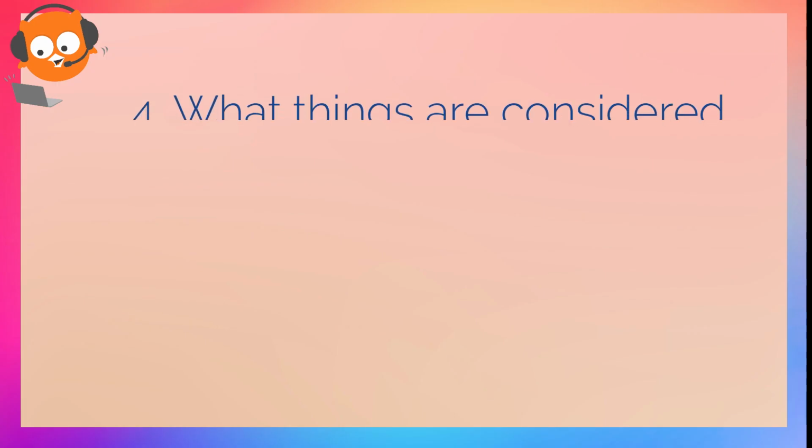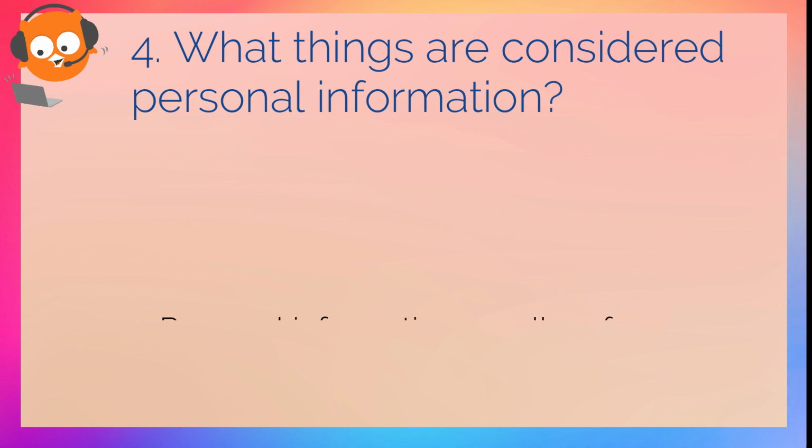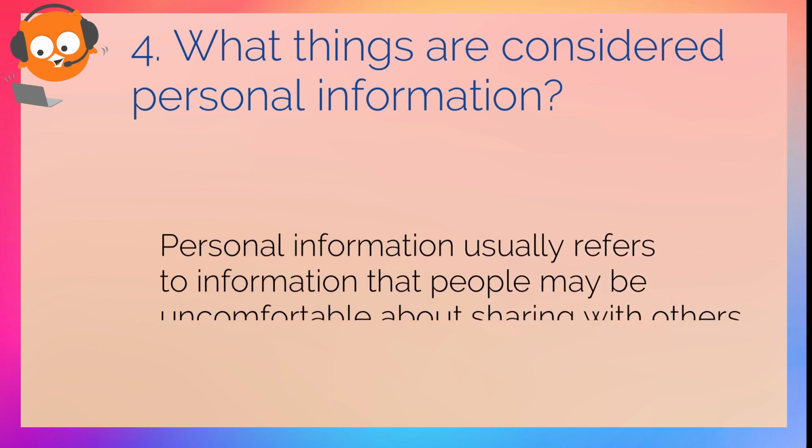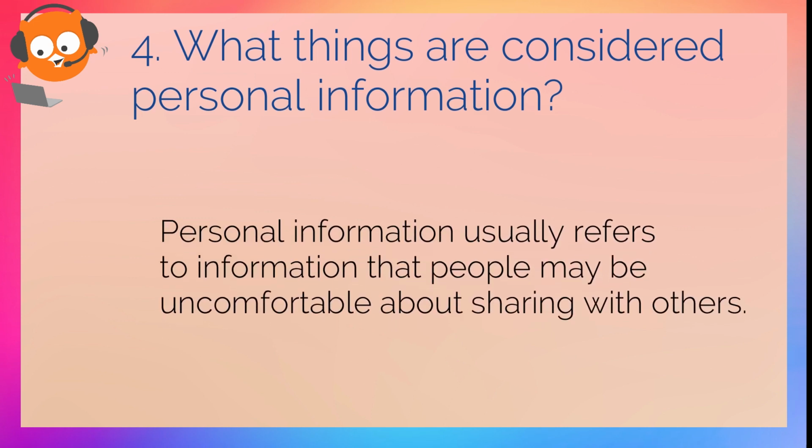What things are considered personal information? Personal information usually refers to information that people may be uncomfortable about sharing with others. This can be, but is not limited to, age, marital status, number of children or siblings, or religious beliefs.